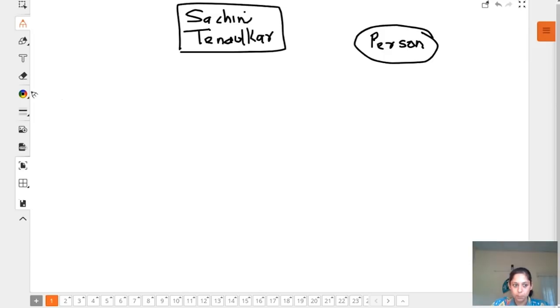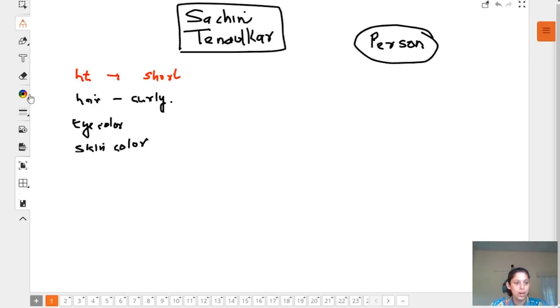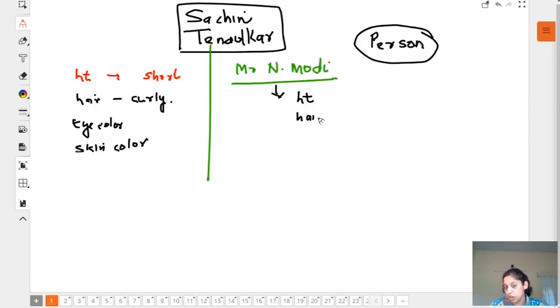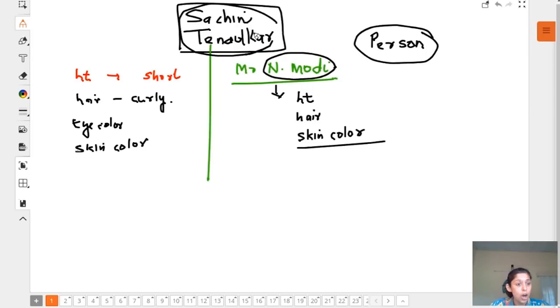So this particular person has a height, he's a little short in height, right? He has hair, which are a little curly. Everybody's seen them, right? So he has an eye color. I'm not very sure about his eye color. He has a skin color. Let's take another person now, Mr. Narendra Modi, our prime minister. He also has a particular height. He has hair, which are graying now. He has a particular skin color. If you compare Narendra Modi's skin color to Sachin Tendulkar's, you will know there's a difference. Sachin Tendulkar is a little fair. Narendra Modi, you can assume, is a little on the darker side.